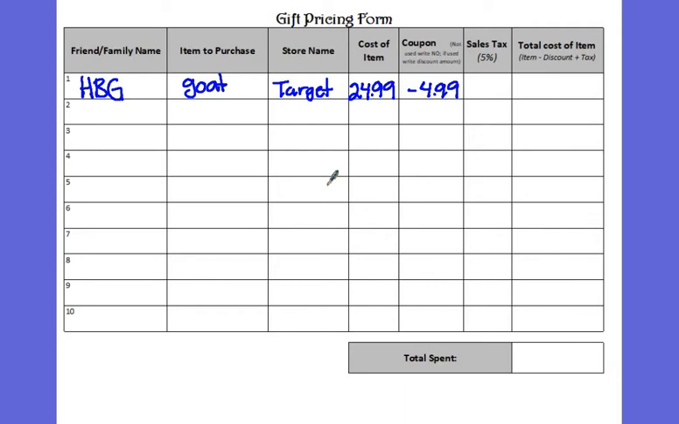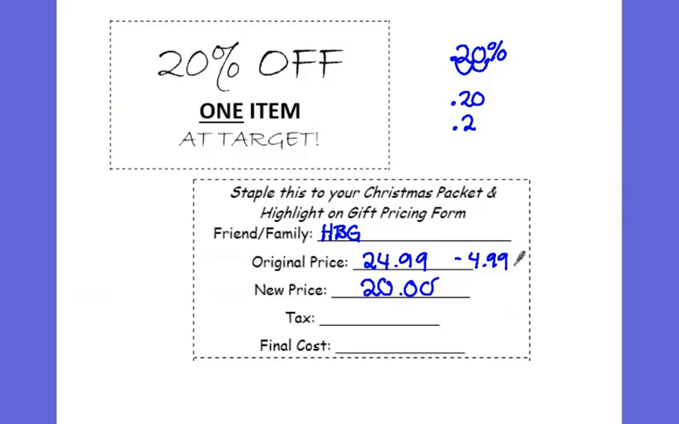Anyways, for our project, I am only doing a 5% sales tax. Okay, so I'm cutting you a deal. And we're only doing a state tax, not parish tax. So 5% is my sales tax. Am I doing 5% of $24.99 or 5% of $20? $20, because that's what I'm spending.